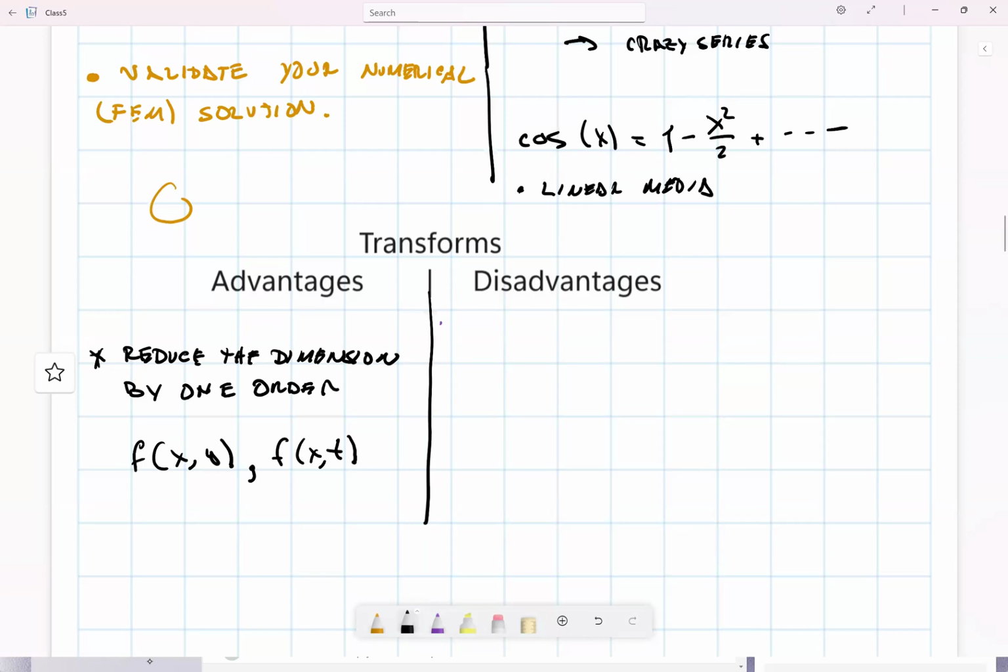Sometimes for some problems, the t is only taking a first derivative, and then it was okay. So they reduced the dimension by one. However, transforms only apply to linear problems.